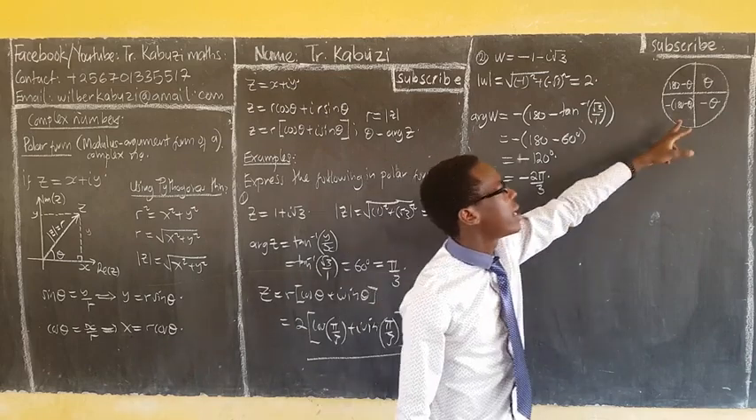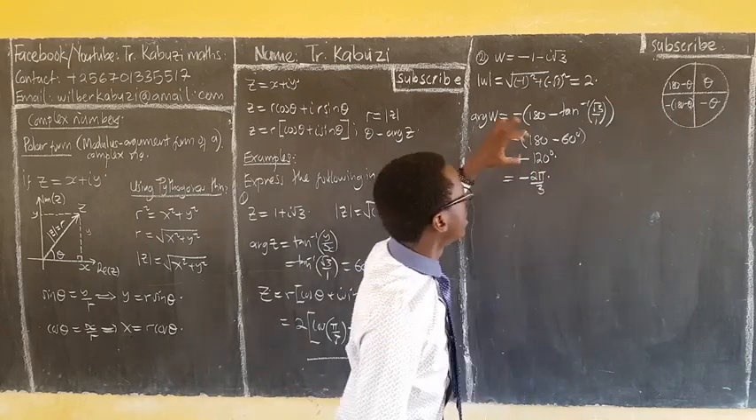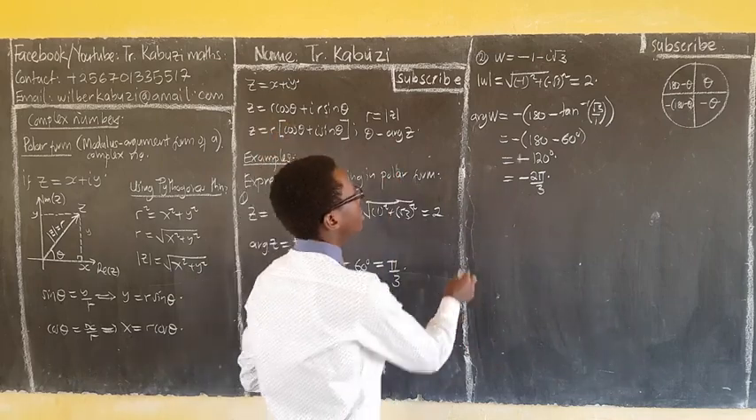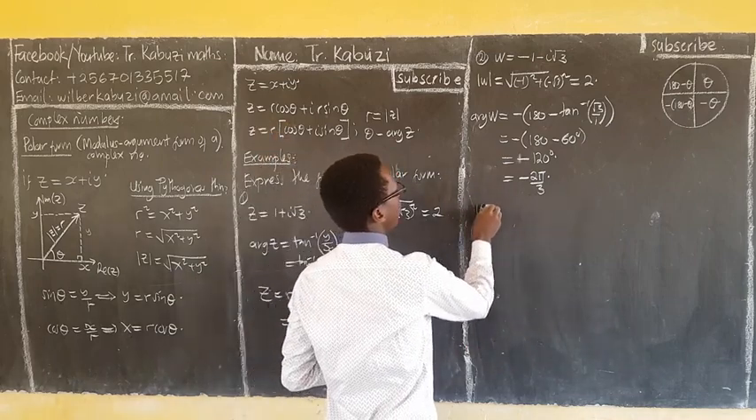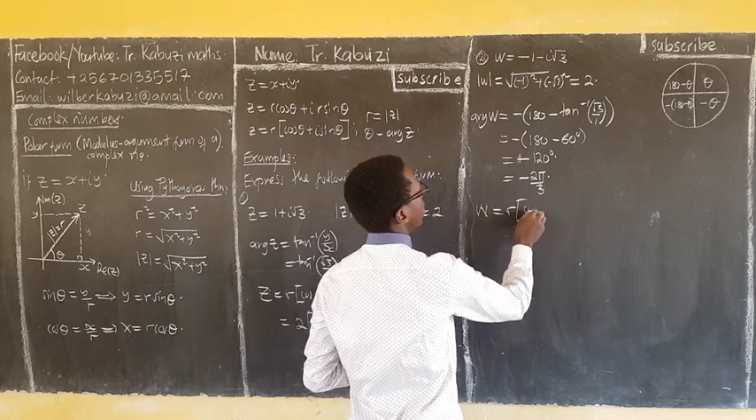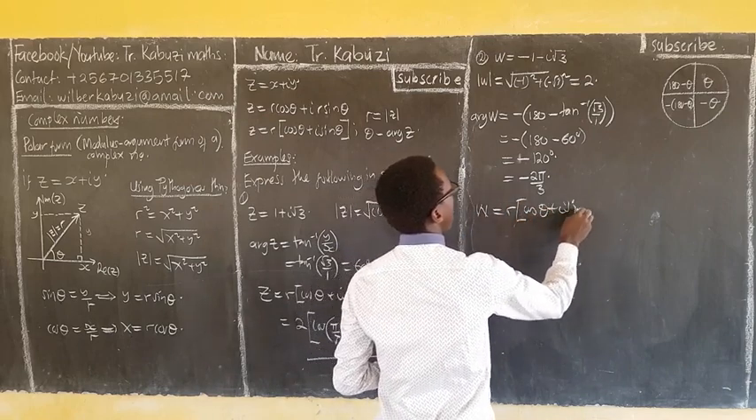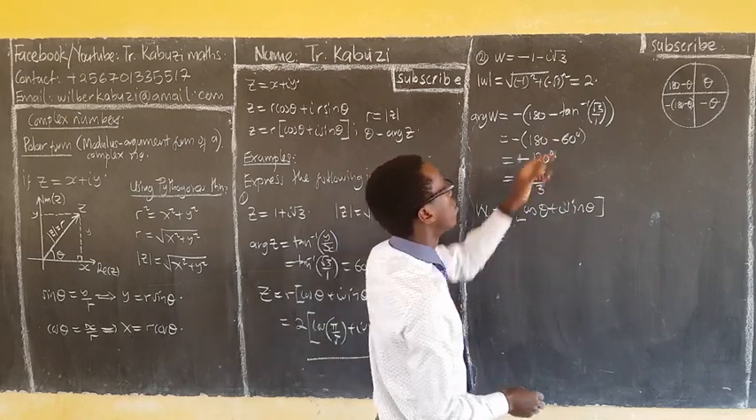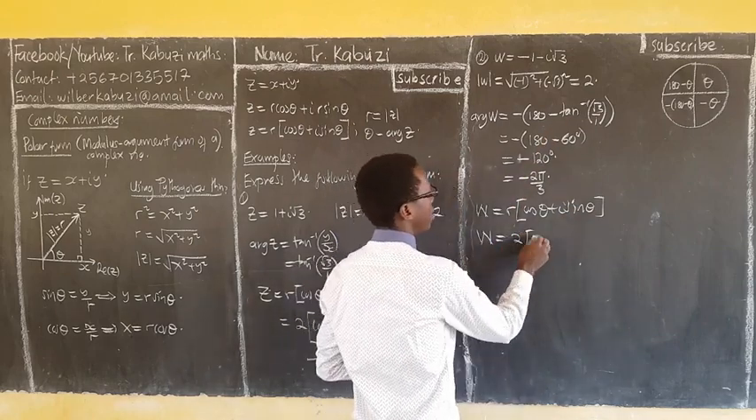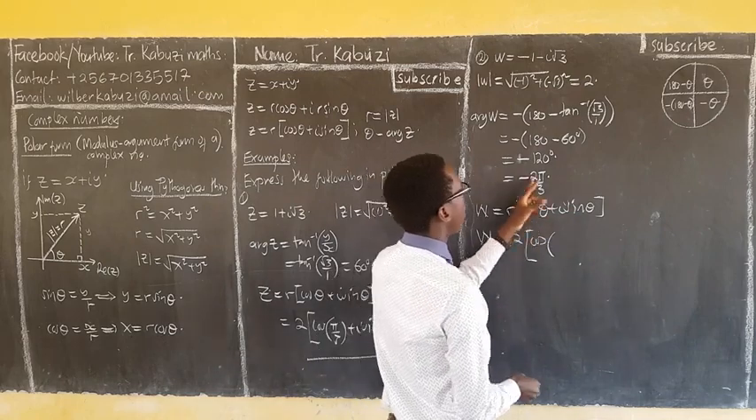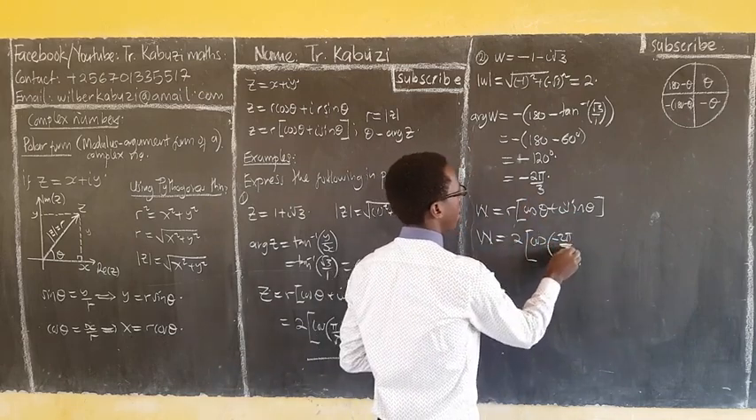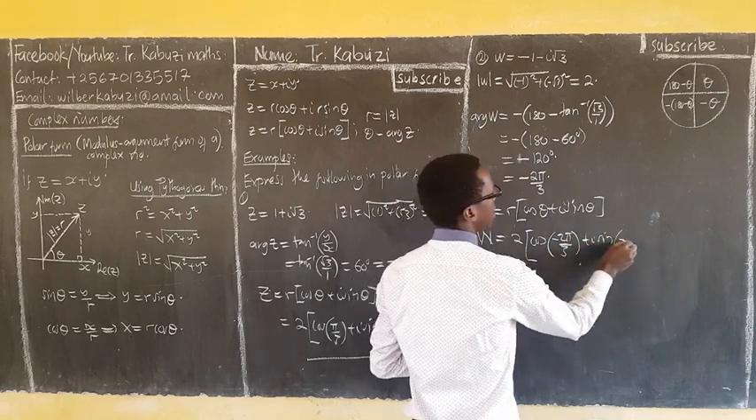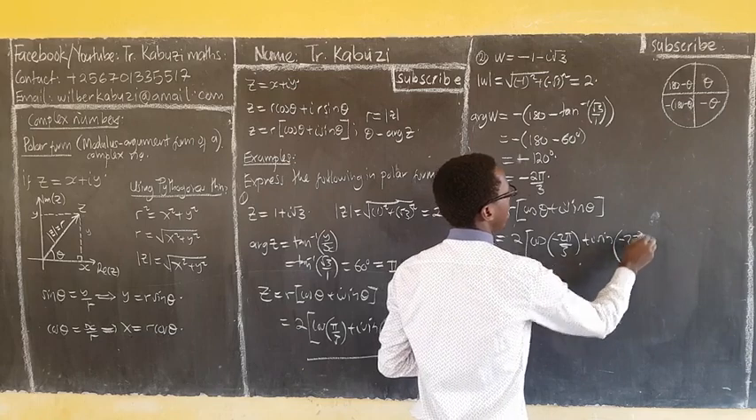I always first identify the quadrant, because if the argument is wrong, everything else is going to be wrong. So from there, my w will be r into cos theta plus i sine theta. Putting them there, my r, the modulus, was 2 units, into cos of the argument negative 2 pi over 3, then plus i sine of negative 2 pi over 3.